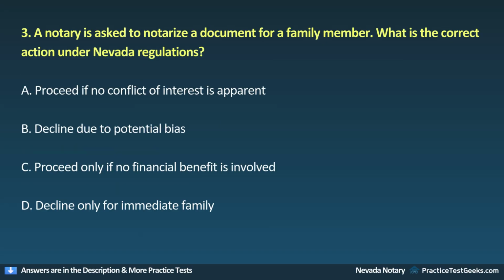3. A notary is asked to notarize a document for a family member. What is the correct action under Nevada regulations? A. Proceed if no conflict of interest is apparent. B. Decline due to potential bias. C. Proceed only if no financial benefit is involved. D. Decline only for immediate family.